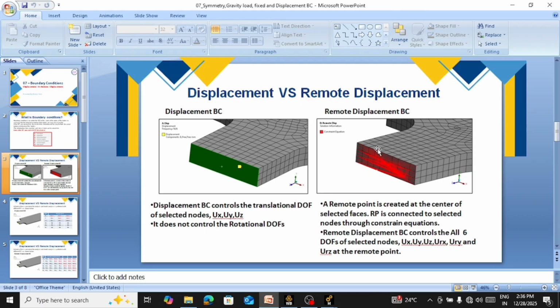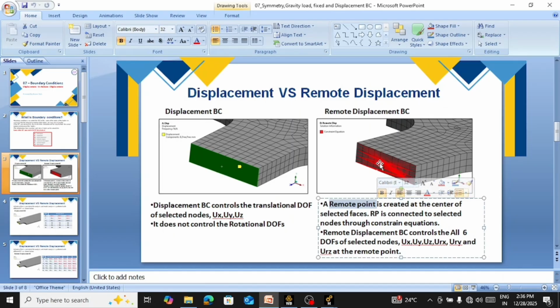In remote displacement, when you select this face and apply a remote displacement on it, first a remote point is created at the centroid of the selected face. This remote point is connected to the selected nodes. The remote point that is created will be connected to all the nodes through constraint equations. The remote displacement boundary condition controls all 6 degrees of freedom. So for that remote point, we can control the translational degrees of freedom and also the rotational degrees of freedom.